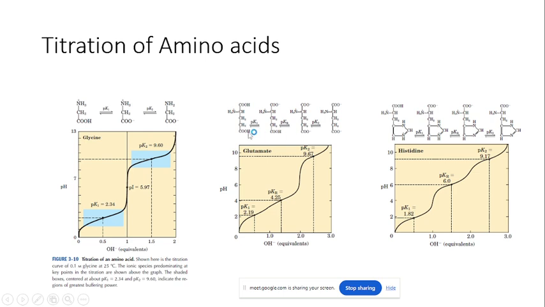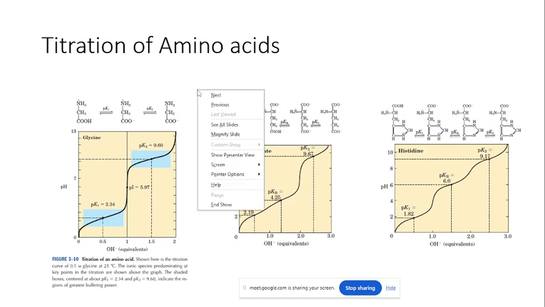Then the next acidic hydrogen will be removed, which is this one, right? So the next acidic hydrogen will be removed and there will be a negative charge here. So now it will exist as NH3 plus, COO minus, COO minus. That means the total charge is minus.